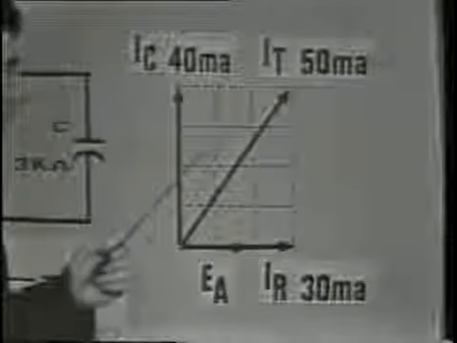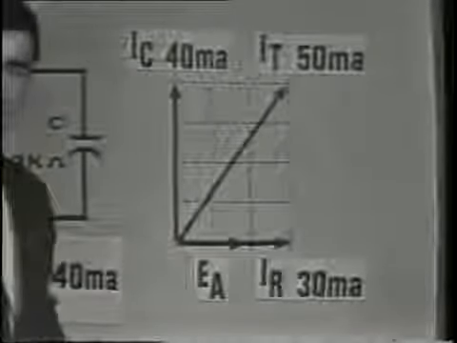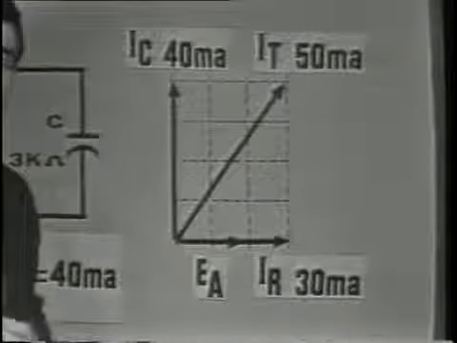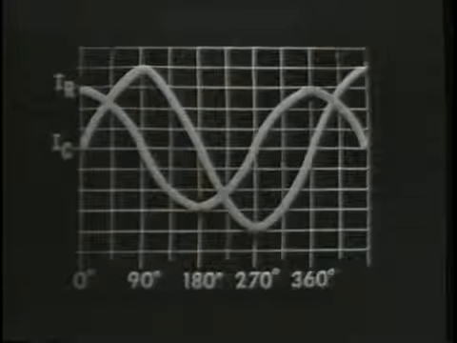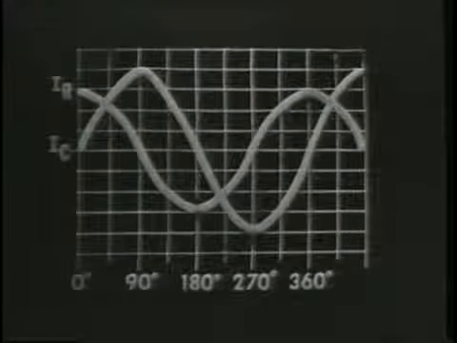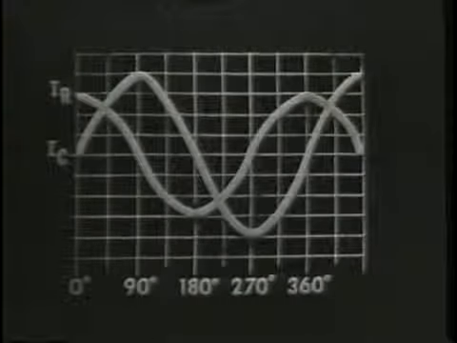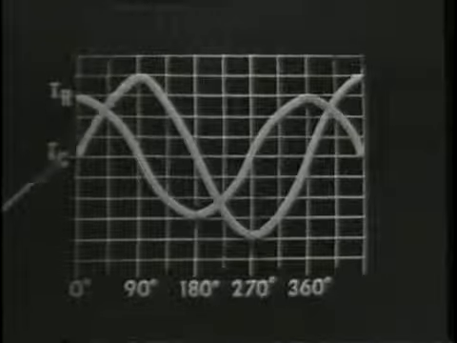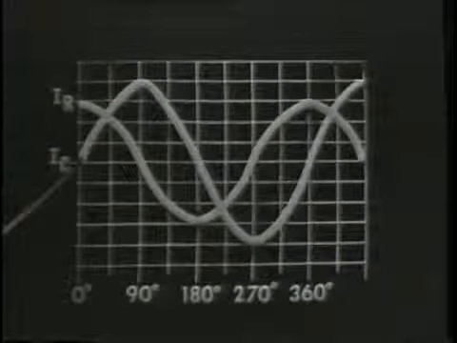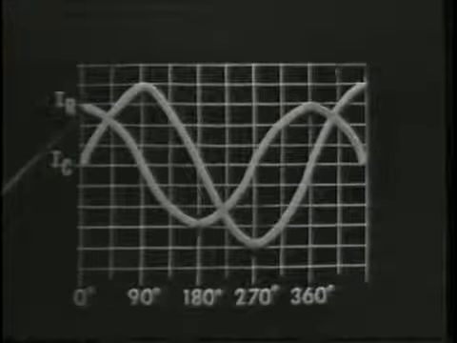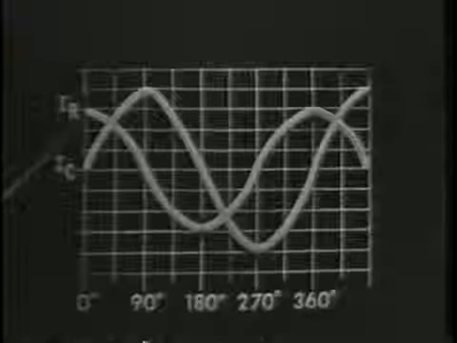Now, the reason these two currents cannot be added together is because they don't occur at the same time. We know that IC and IR are 90 degrees apart. And if we plot the waveforms of these two currents, we will see that the sum, or the resultant current, will be greater than either of them, but less than the arithmetical sum. For example, at 0 degrees, IC is 0 and IR is 30 milliamps. So the current in the circuit would be 30 milliamps.